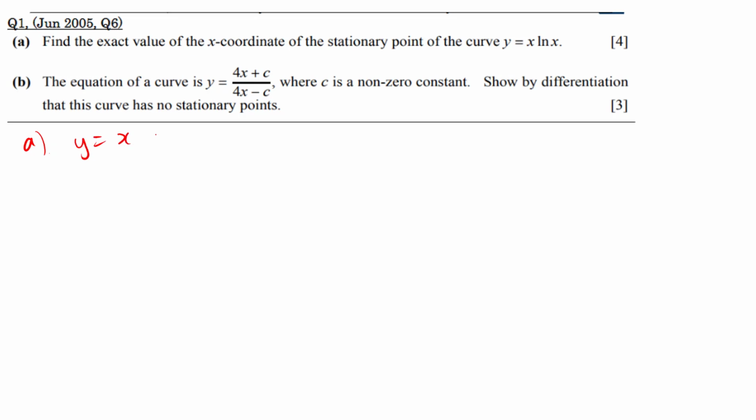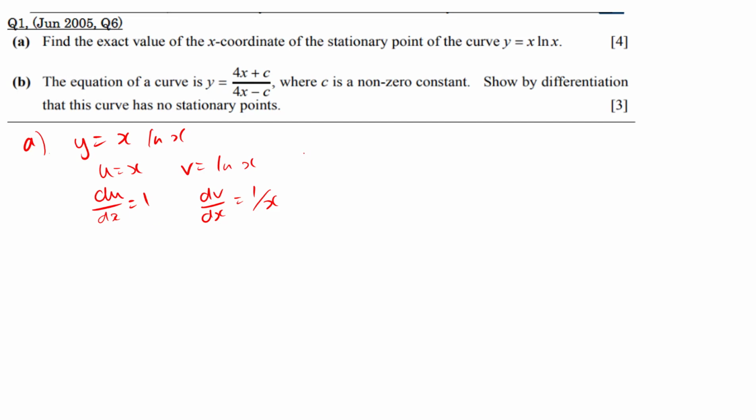y equals x ln x. You can see it's a product rule. We've got 2 different terms of x in. So u equals x and v equals ln x. So du/dx equals 1, dv/dx equals 1 over x. And I know this process might seem long, but when you get really good at this, you'll be able to do it quite straightforwardly.